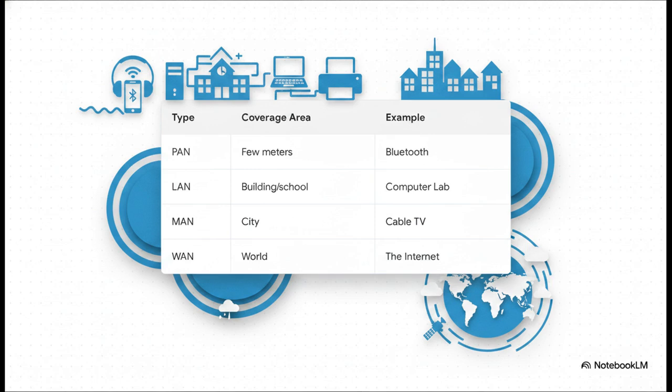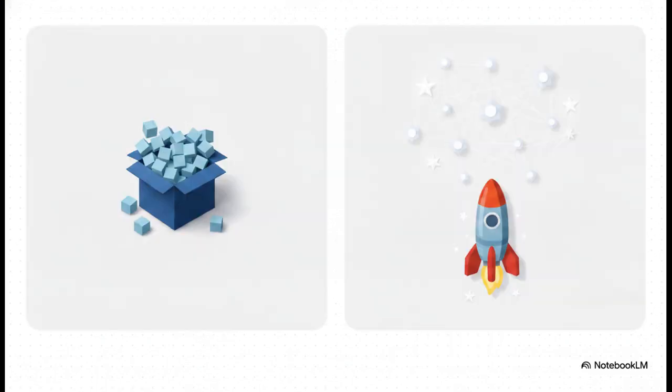Bigger than that is a MAN, a Metropolitan Area Network. That covers an entire city or a large town, kind of like a local cable TV network. And finally, the big one, the WAN, or Wide Area Network. This spans entire countries or even the whole globe. And the absolute best example of a WAN is, of course, the internet itself. So, zooming around a WAN that massive, how does a packet actually find one specific device out of billions? Well, it uses an IP address.